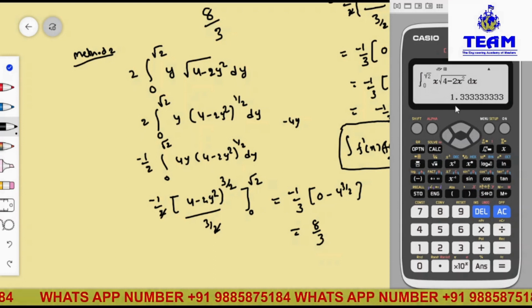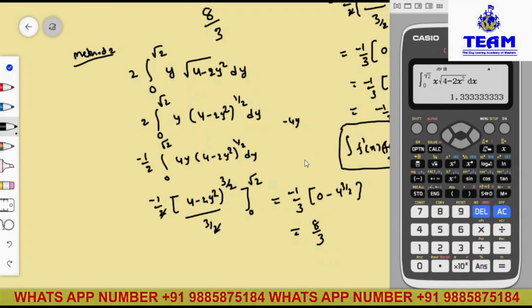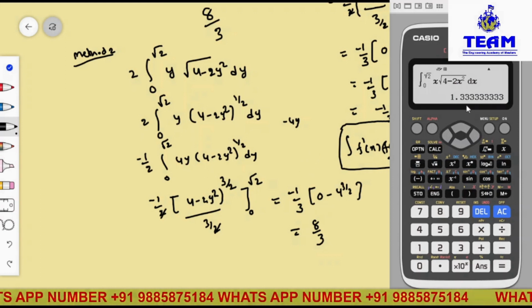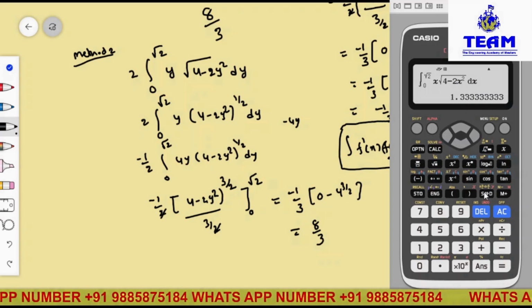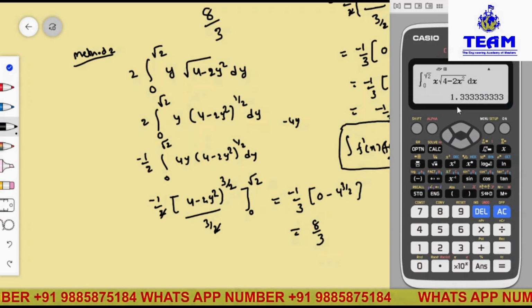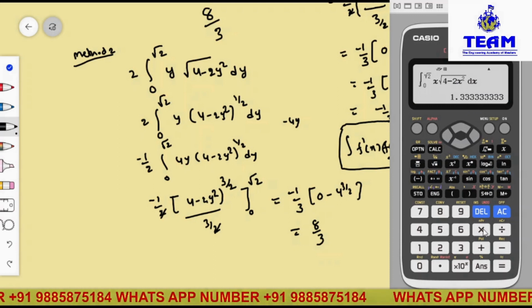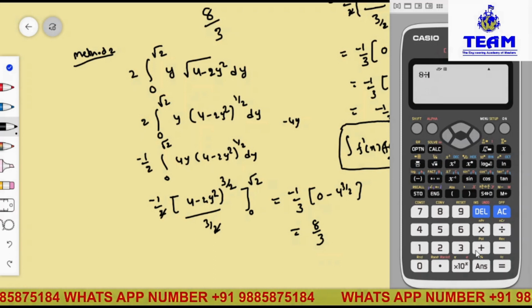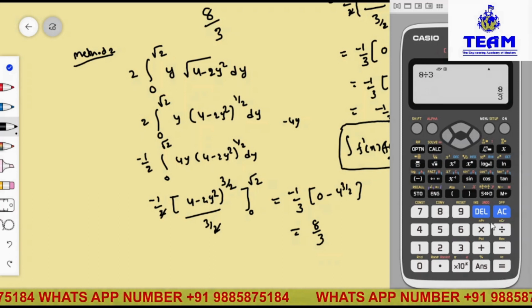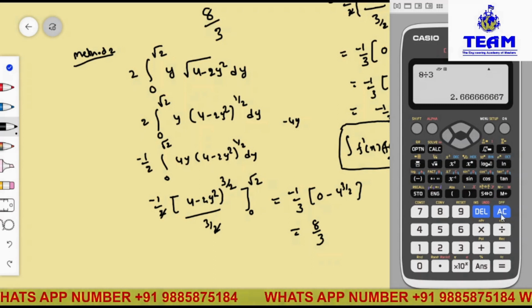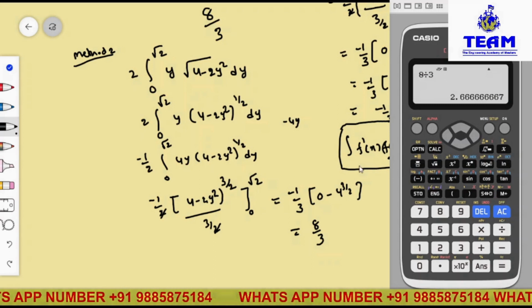This is 1.33, okay, 8 by 3 also. Here actually you have a 2 outside, so 2 times 1.33 gives 2.666. Now, if you have a doubt, friends, you see 8 by 3: 8 divided by 3 is 2.666. Clear? So both will be the same. You can write it directly, just for verification purposes only.